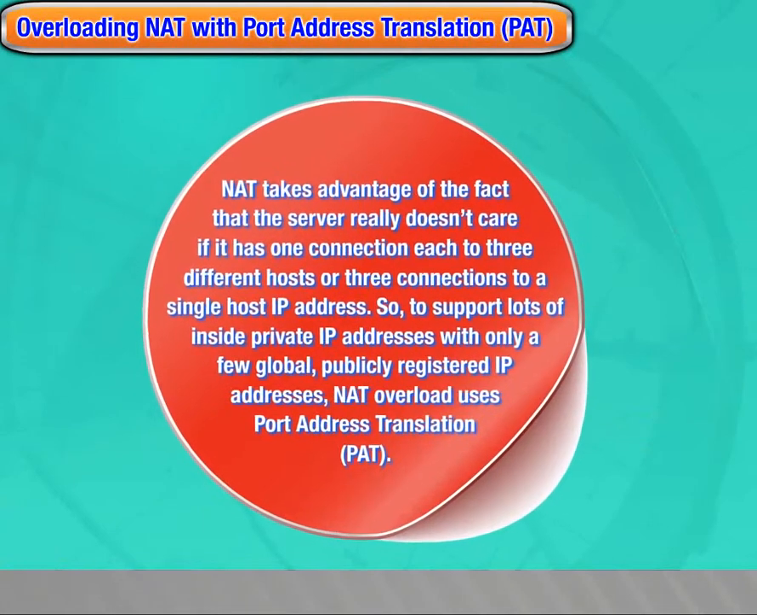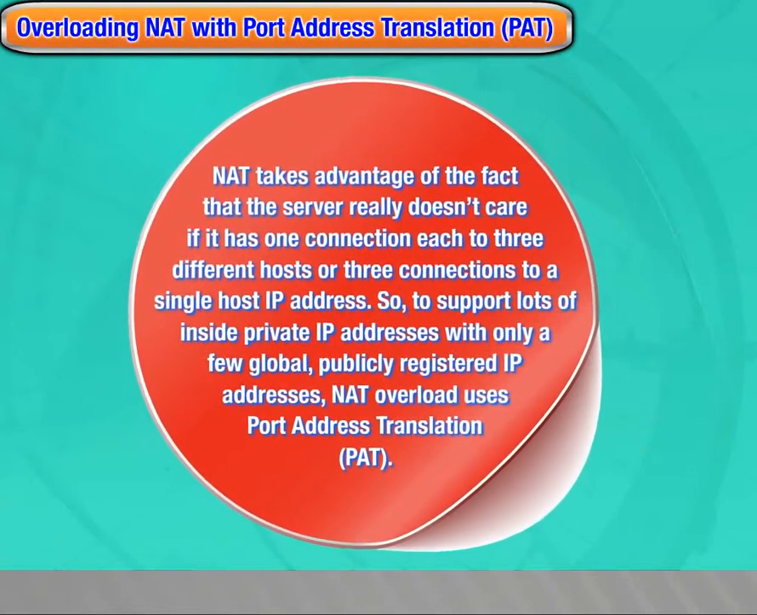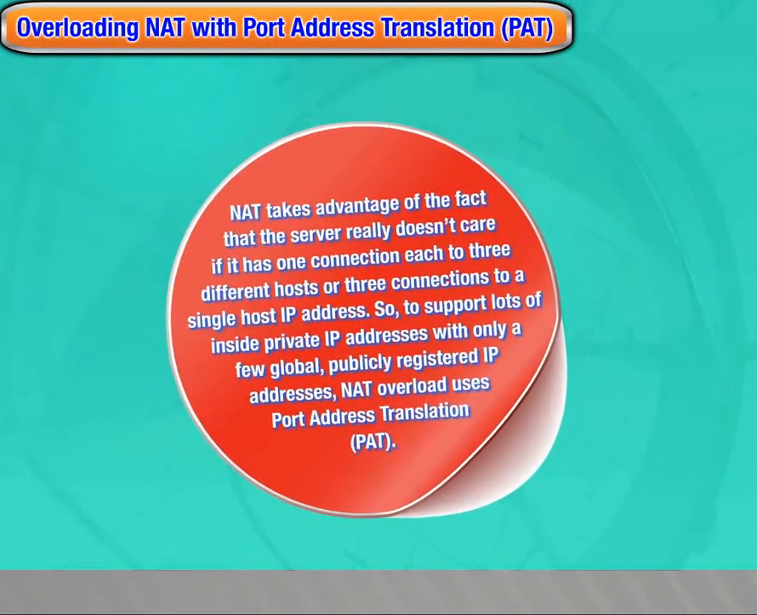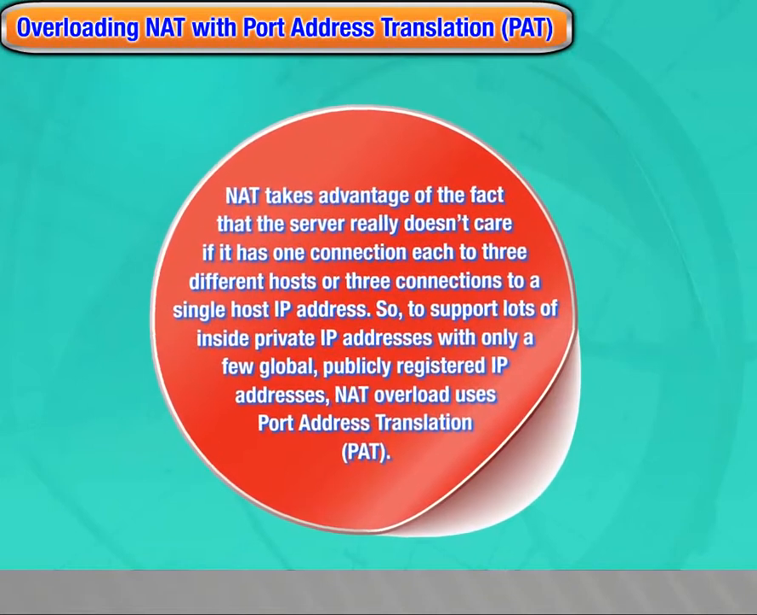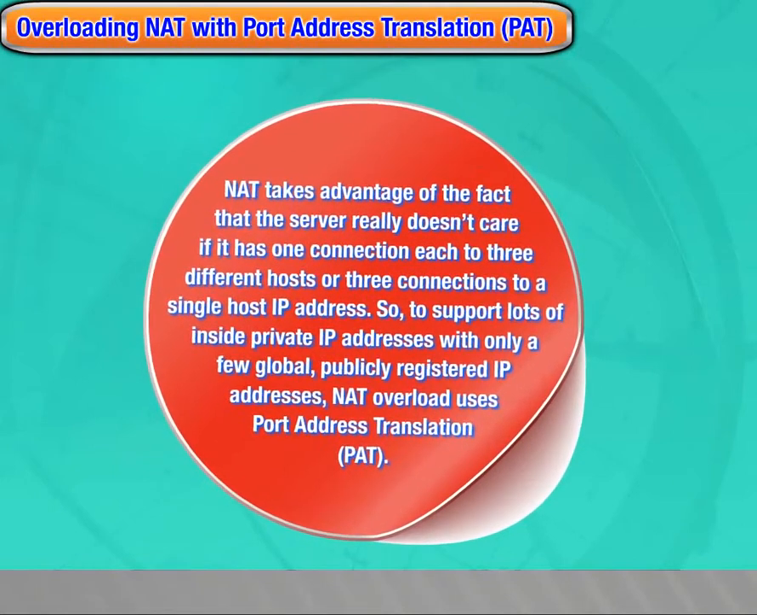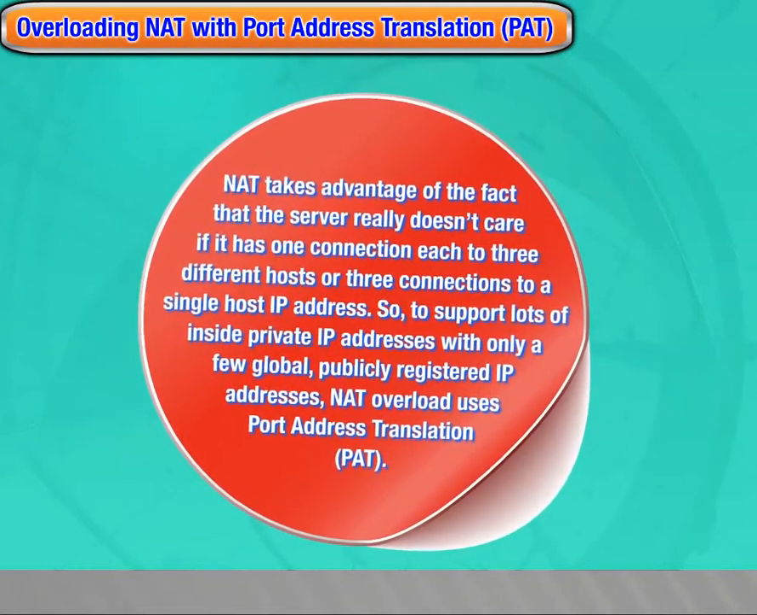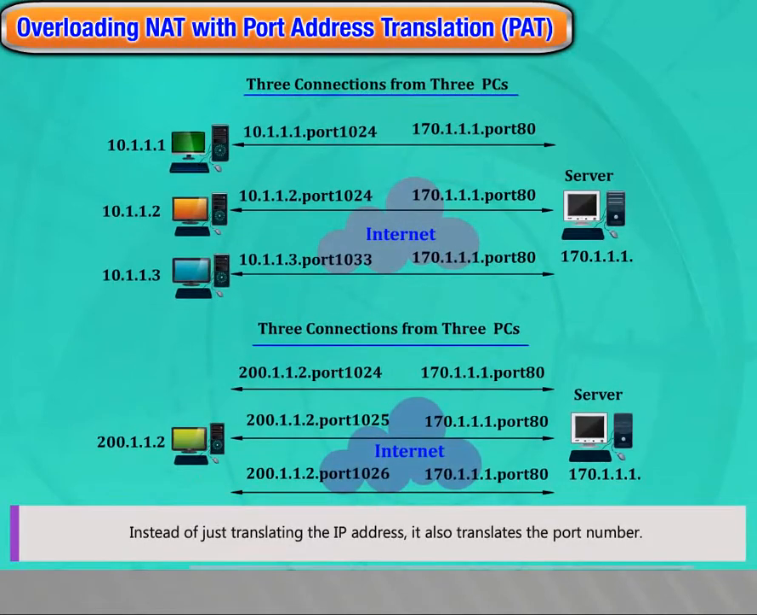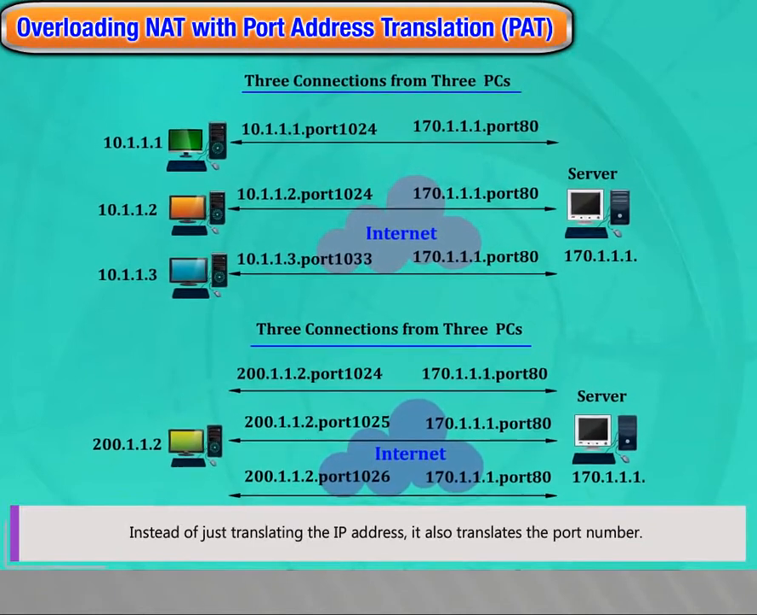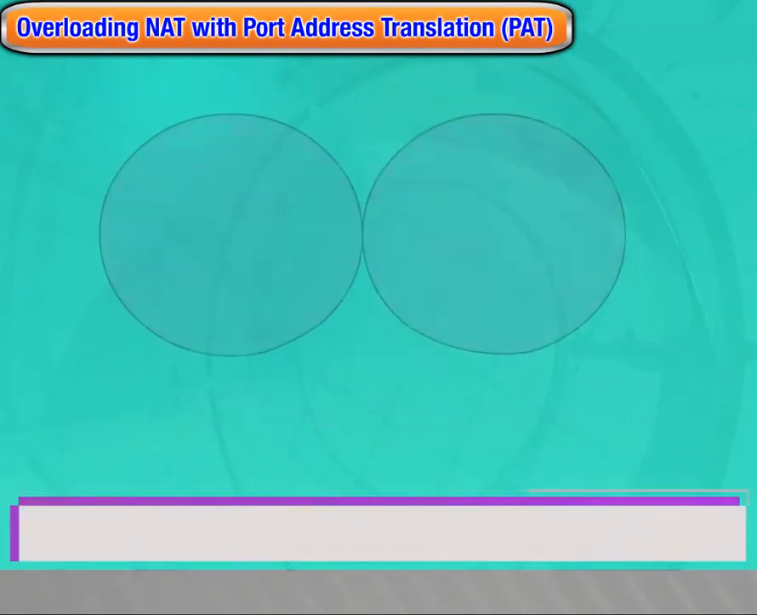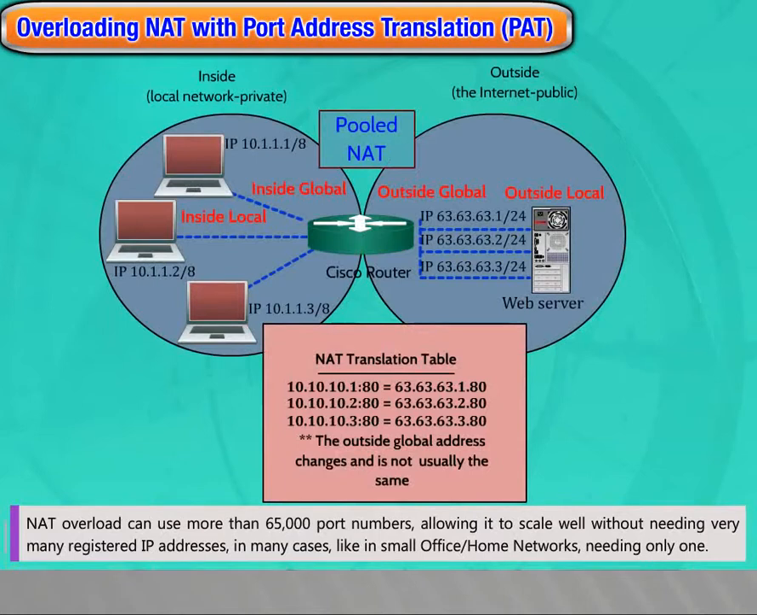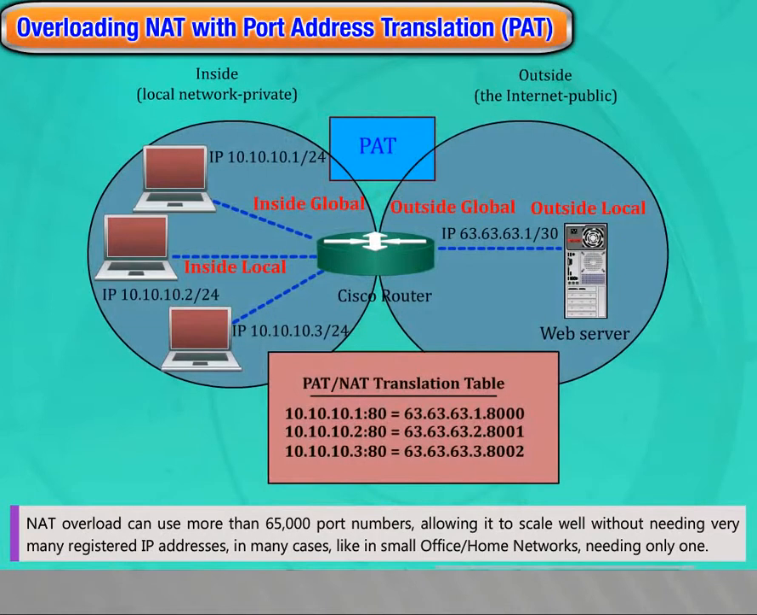NAT takes advantage of the fact that the server really doesn't care if it has one connection each to 3 different hosts or 3 connections to a single host IP address. So, to support lots of inside private IP addresses with only a few global, publicly registered IP addresses, NAT overload uses Port Address Translation, PAT. Instead of just translating the IP address, it also translates the port number. NAT overload can use more than 65,000 port numbers, allowing it to scale well without needing very many registered IP addresses, in many cases, like in small office or home networks, needing only one.